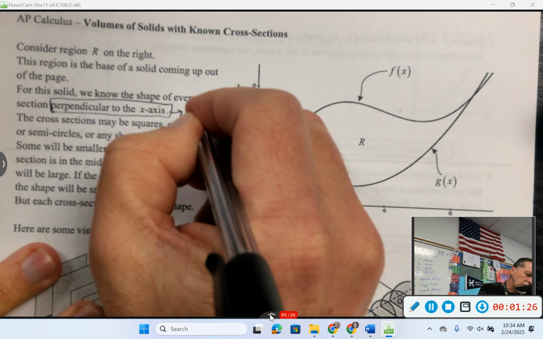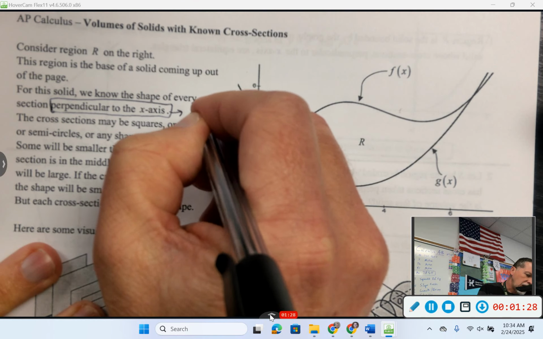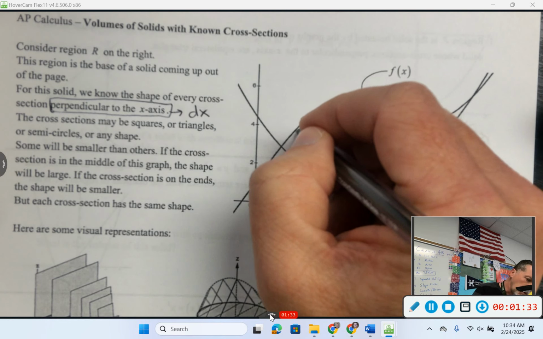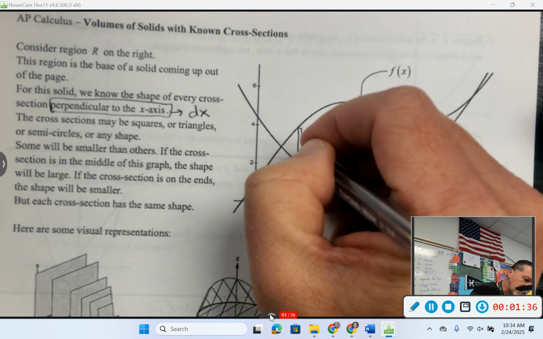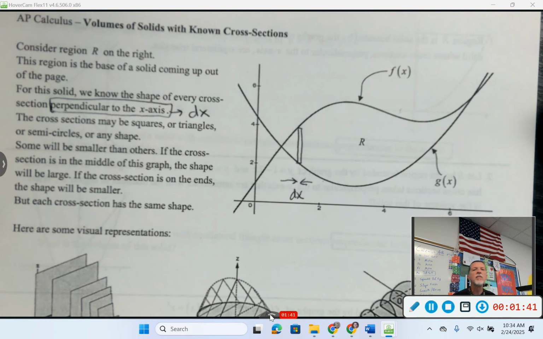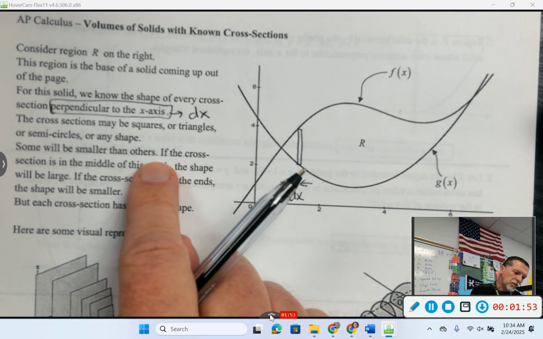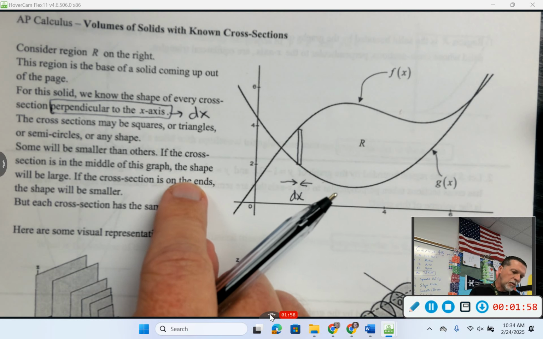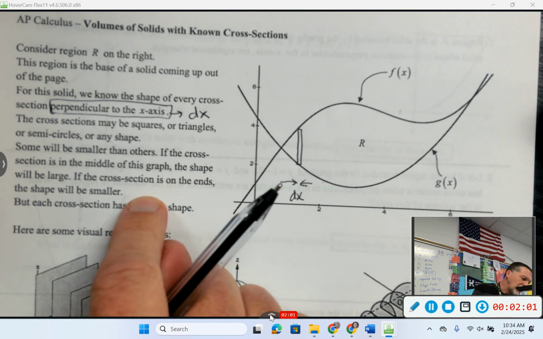We like perpendicular to the x-axis. That means it's a dx problem. Whatever shape we have, its thickness is dx. Now, the cross-sections might be squares, or triangles, or semicircles, or any other shape. Some will be smaller than others. If the cross-section is in the middle of the graph, the shape will be large. If the cross-section is on the ends, the shape will be small.